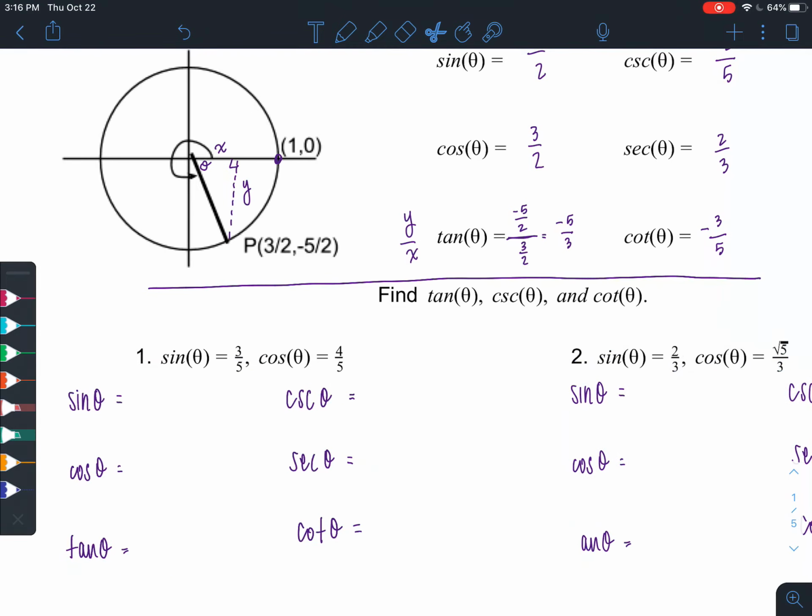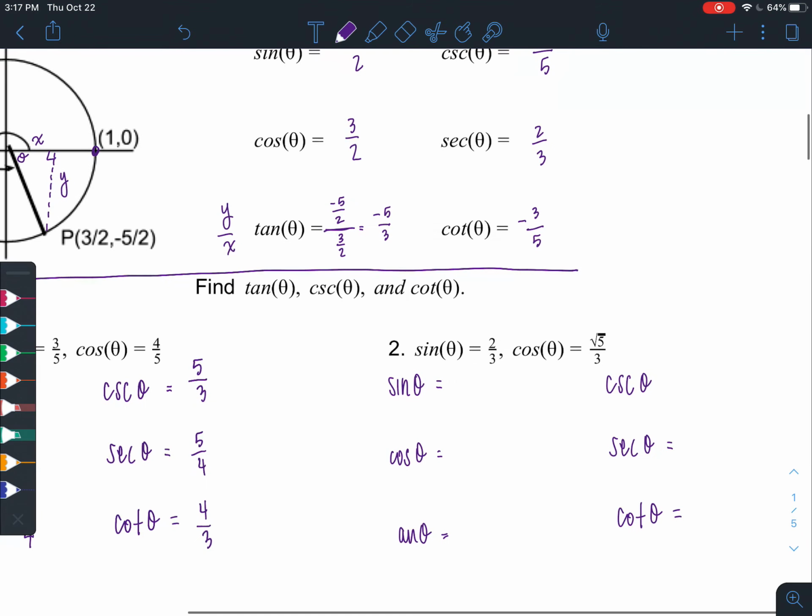Okay, so sine of theta is 3 over 5. We already knew that. Cosine is 4 over 5. Also, we already knew that. So then tangent's easy to find. It's just sine over cosine. So 3 over 5 over 4 over 5. So therefore, tangent is 3 over 4. And then the rest of them are easy to find because it's just the inverse of those. So 5 over 3, 5 over 4, and 4 over 3.